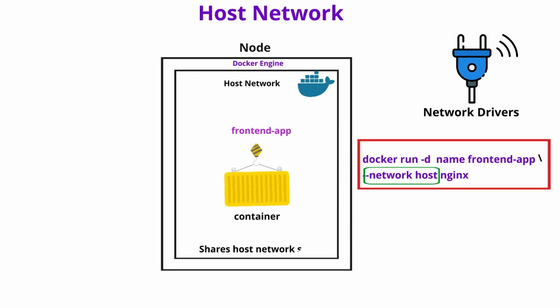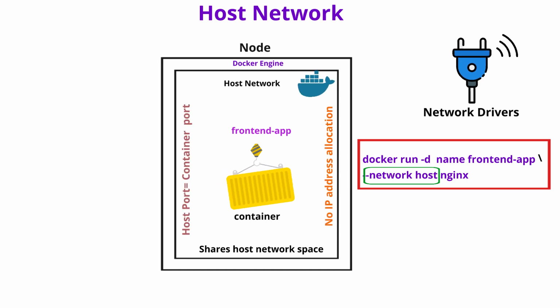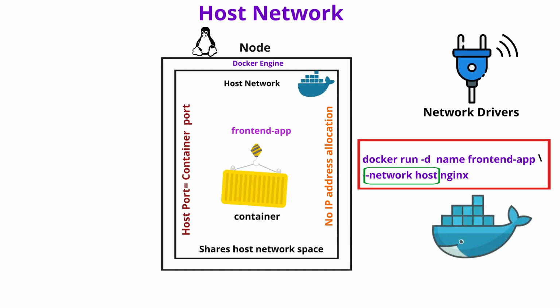The main advantage of the host network is that it uses the host network space and no IP address allocation is required for the container. Another important point is that the container port is equivalent to the host port. The host network we can mainly see on Linux servers, and if you want to achieve it on Windows Server, we can do some additional configuration settings in Docker Desktop.